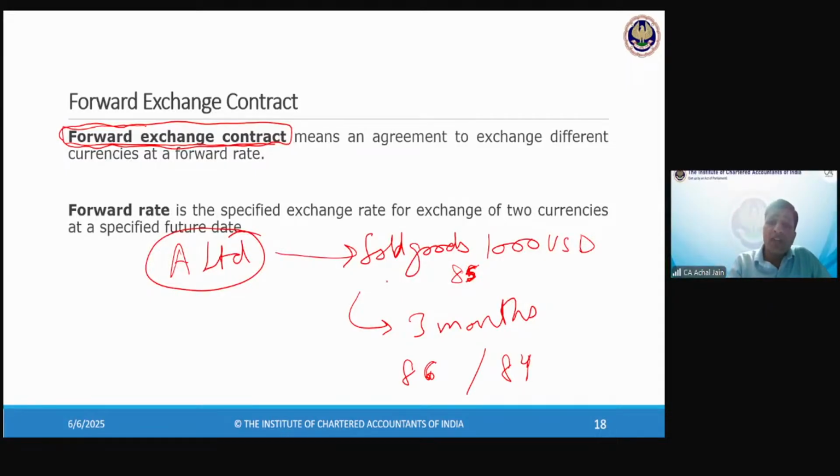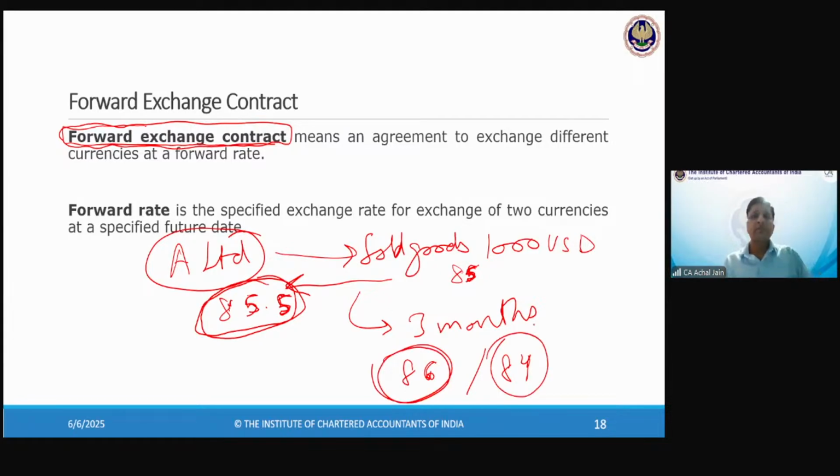And what A Limited will do is A Limited will agree a rate with the bank. Let's suppose the rate agreed is 85.5. So now after 3 months, when A Limited will collect 1000 USD, it will give it to the bank and will take the amount equivalent to 85.5. Now after 3 months, whether the rate is 86 or 84, it will not impact A Limited. So that's how companies hedge their foreign currency risk.